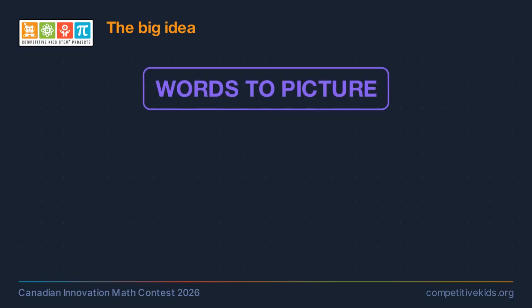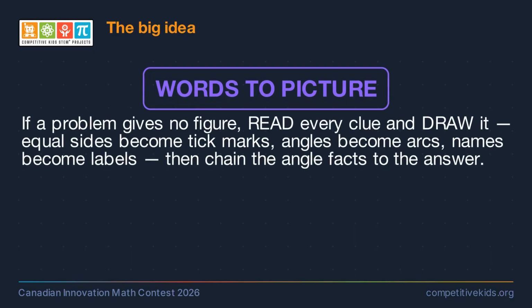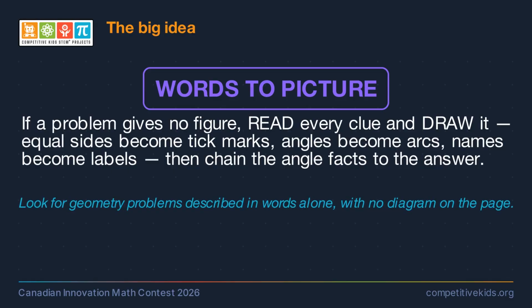This is the words to picture rule. If a problem gives no figure, read every clue and draw it. Equal sides become tick marks, angles become arcs, names become labels. Then chain the angle facts. Look for geometry problems described in words alone with no diagram on the page.